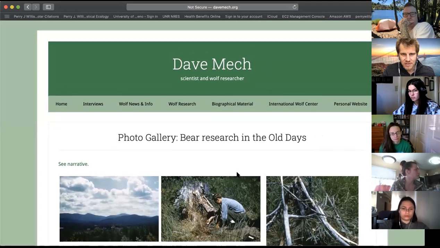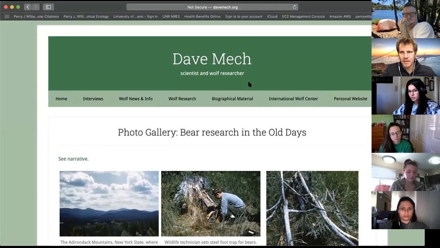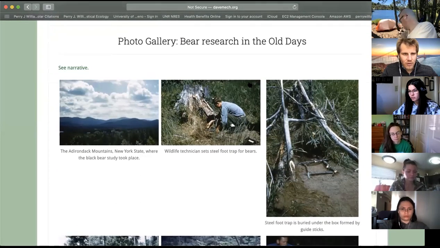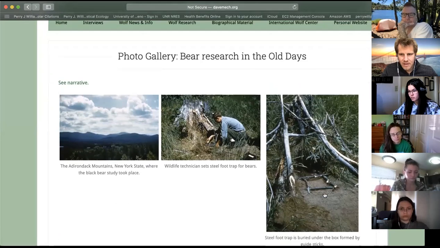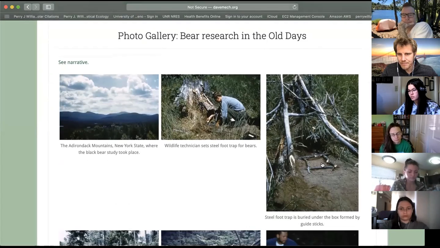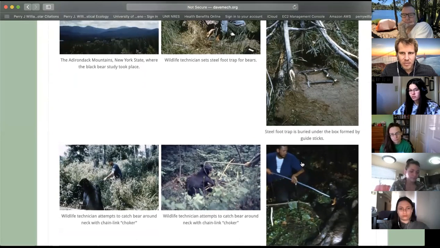All right, so this is from Dave Mech, scientist and wolf researcher. You can find this website online. And here are some photos. They would go out and capture some bears. And here is a leg hold trap at a bear den. A steel foot trap buried in a box formed by guide sticks. So the bear steps in there.